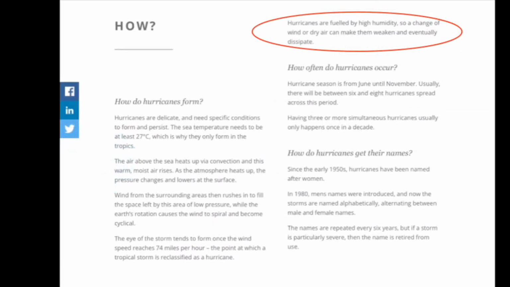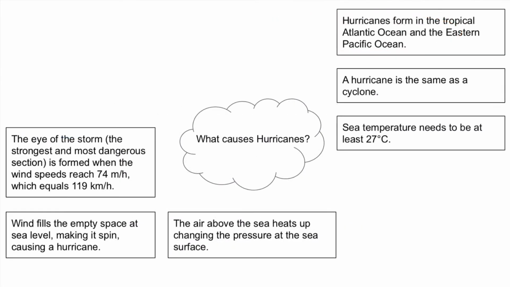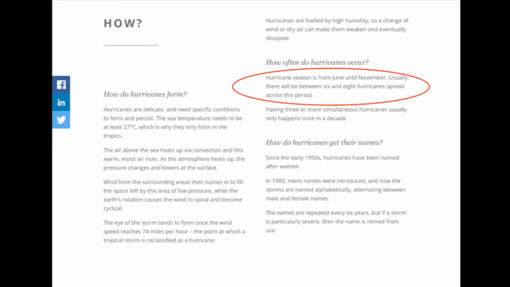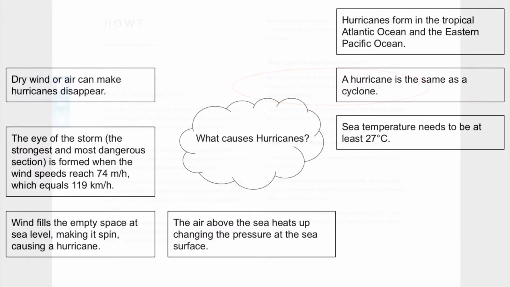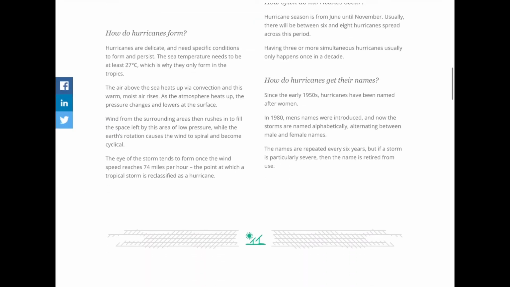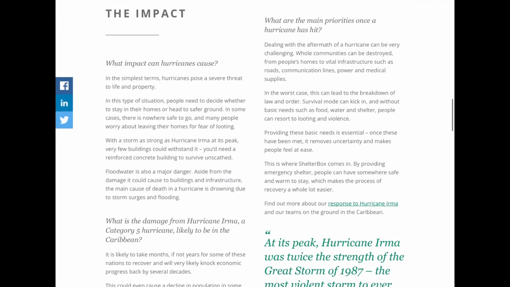Winds are fueled by high humidity, so a change of wind or dry air can make them weaken and eventually disappear. The information in this line is dry wind or air can make hurricanes disappear. How often do hurricanes occur? Hurricane season is from July until November. Usually there will be between 6 to 8 hurricanes spread across this period. The information here is that 6 to 8 hurricanes occur between July and November each year. How do hurricanes get their names? This information is not needed within our section, neither is the impact.